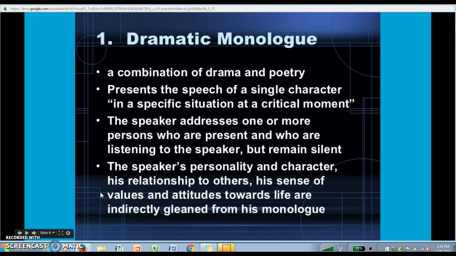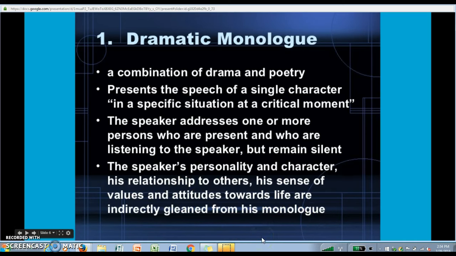Next, the speaker's personality and character, his relationship to others, his sense of values and attitudes towards life are indirectly gleaned from his monologue. Again, this is why we're focusing in on monologues and soliloquies, because they mark critical moments. And logically, these critical moments are going to reveal very important things about what has been listed here.